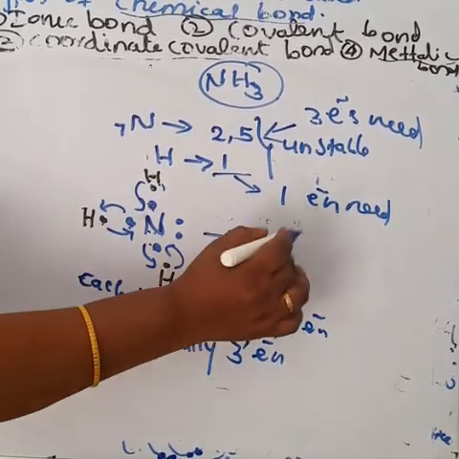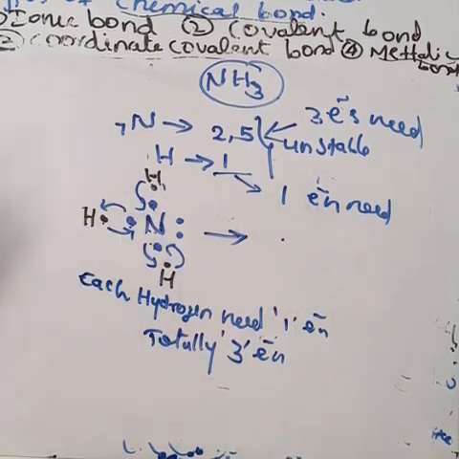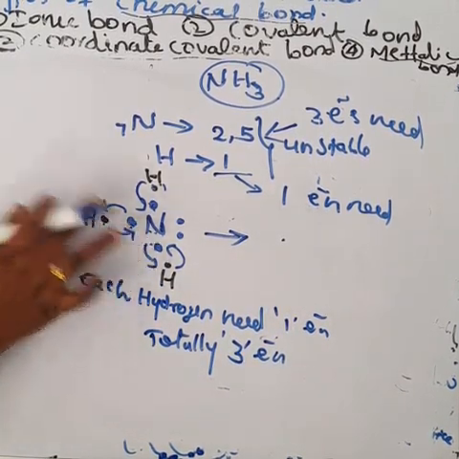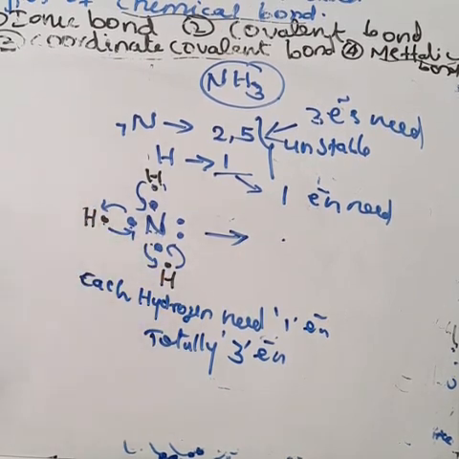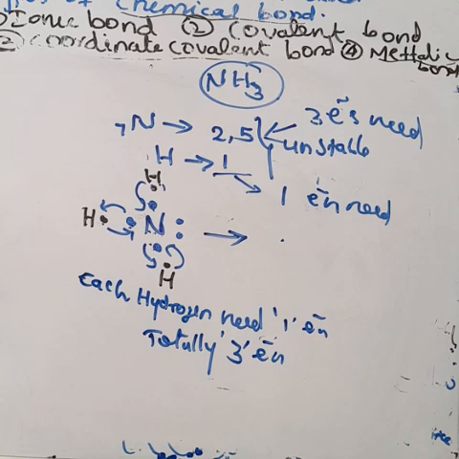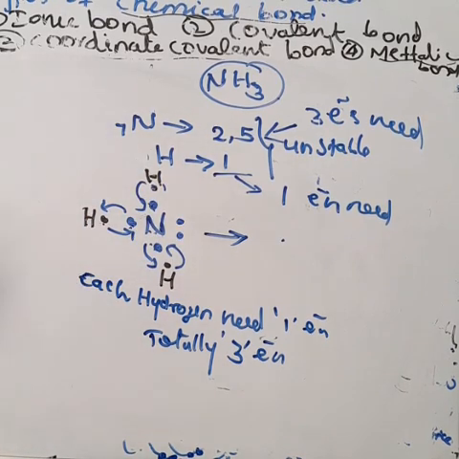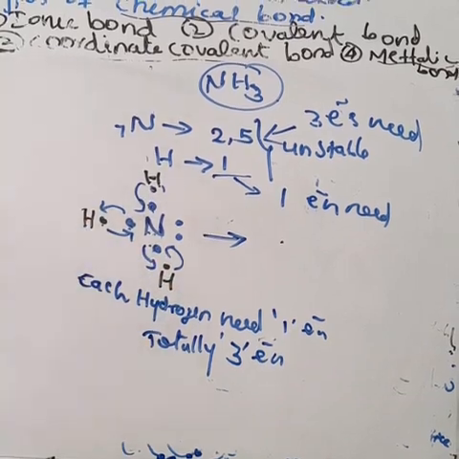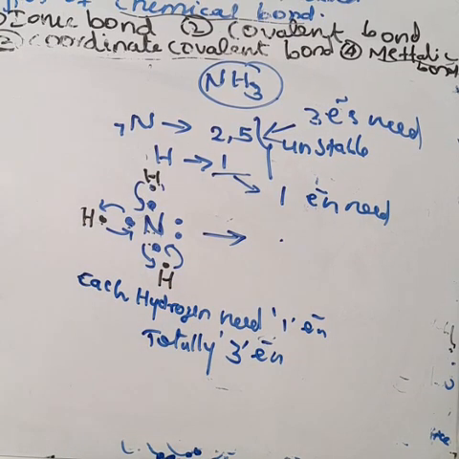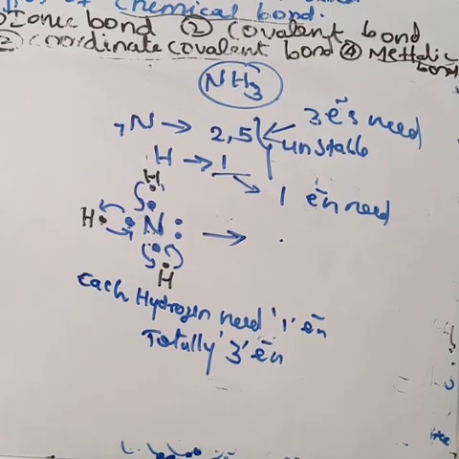Okay, understood? This hydrogen atom shares this electron to the nitrogen atom. This hydrogen atom shares this electron to this nitrogen atom. This hydrogen atom shares this electron to this nitrogen atom. At the same time, this nitrogen atom shares this electron to this hydrogen atom, and this electron to this hydrogen atom, and this electron to this hydrogen atom. Okay, so 3 pairs of electrons are shared here.